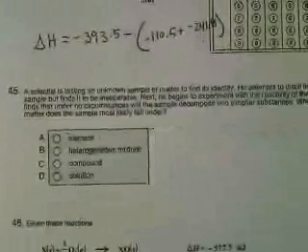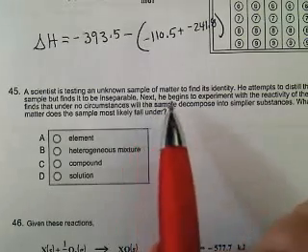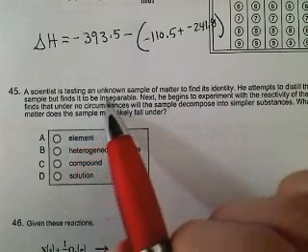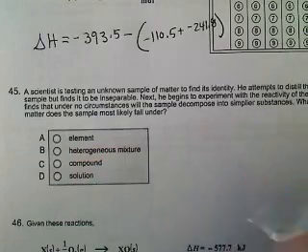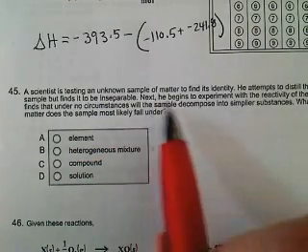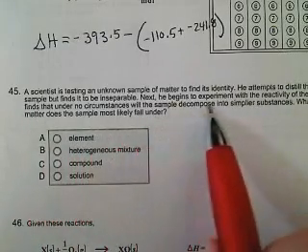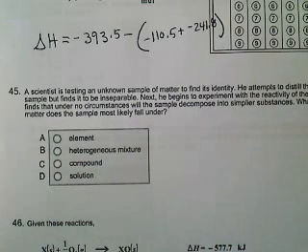All right, 45. It says a scientist is testing an unknown sample of matter to find its identity. He attempts to distill a uniform sample and finds it to be inseparable. Distilling means that he's trying to heat it up and separate the liquids, and he finds out that he can't separate it. Next, he begins an experiment with the reactivity of the sample and finds under no circumstances is the sample decomposed into smaller substances. So he can't split it into anything else, right?